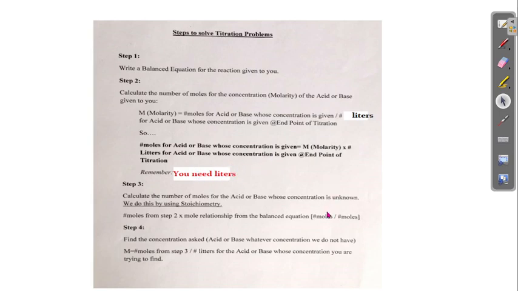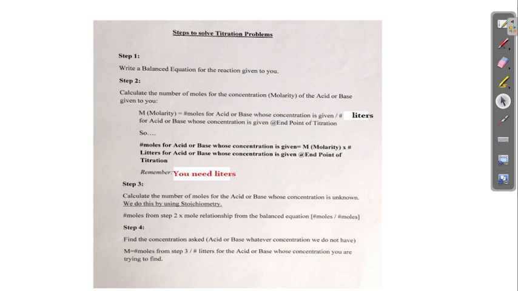Step 3: Calculate the number of moles for the acid or base whose concentration is unknown. And you do this by using stoichiometry. Step 3 means you're going to use the number of moles from step 2 and multiply it by the mole relationship from the balanced equation. So you're going to read the equation that you wrote down and balanced because that's your recipe. So that many moles give me so many moles of the other one.